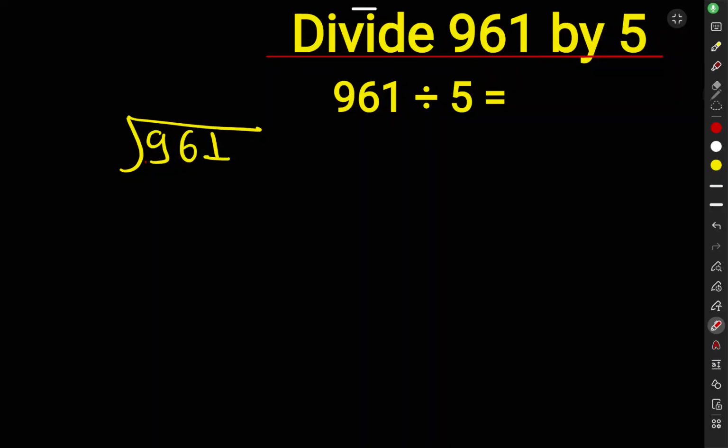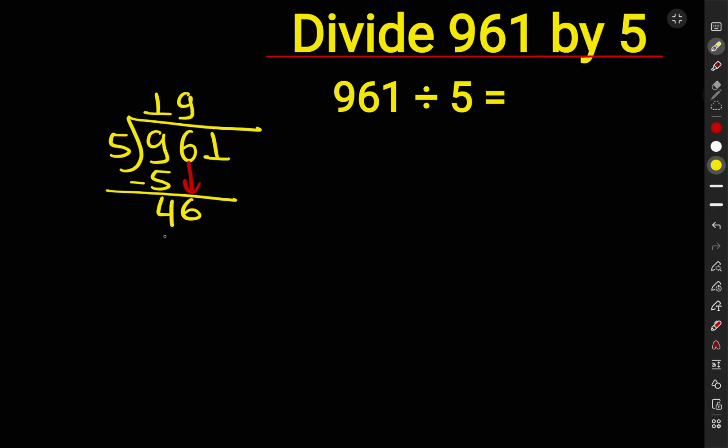We divide 961 by 5 in a long division method. 5 times 1 is 5. On subtracting we get 4. So now we put down this 6 and it is 46.